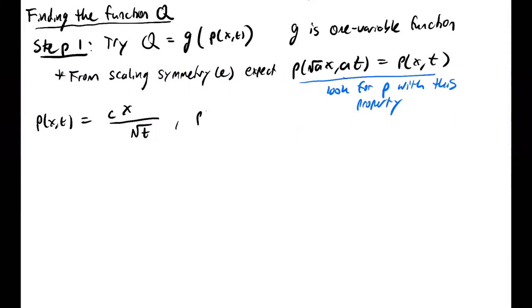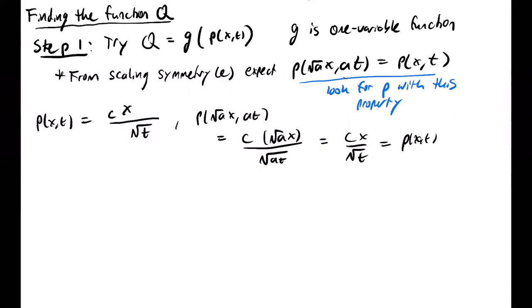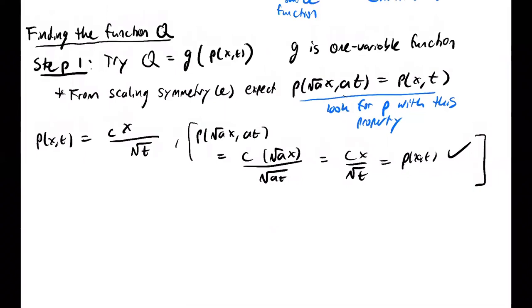And so of course, now if I plug in square root of a times x and a times t, this outputs c times square root of a x over square root of a times t. Well, the square roots of a will cancel, and so I just get c x over square root of t, which is p of x, t. And so that works. And so this is a good choice for p. And so the issue now would just be to determine, well, what is the c? So c is just some constant.